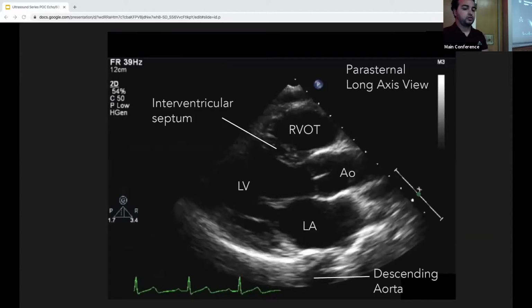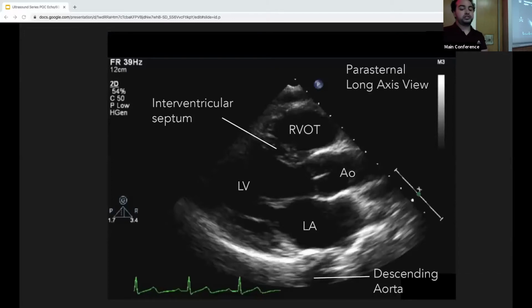As we all know, we see this view a lot. Just want to go over the anatomy a little bit. The wall at the very top, there's the RV free wall, which will be important later when we talk about tamponade and effusions. Then you have your right ventricle towards the top, your right ventricular outflow tract, your aortic outflow tract, your left atrium, your left ventricle.